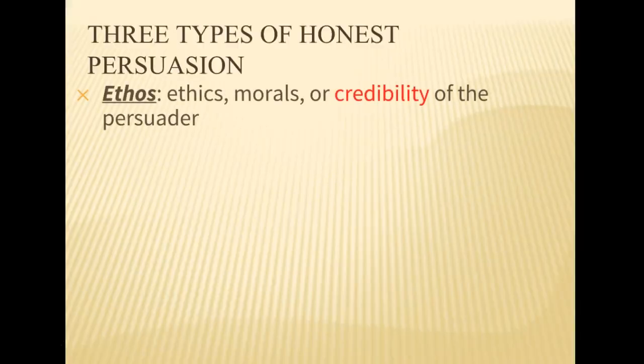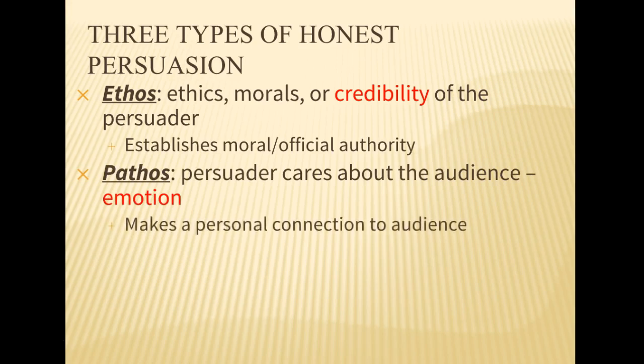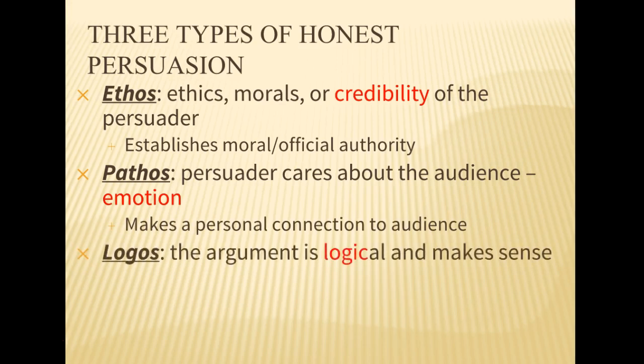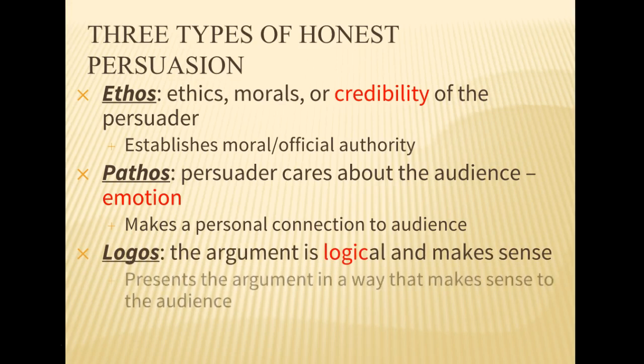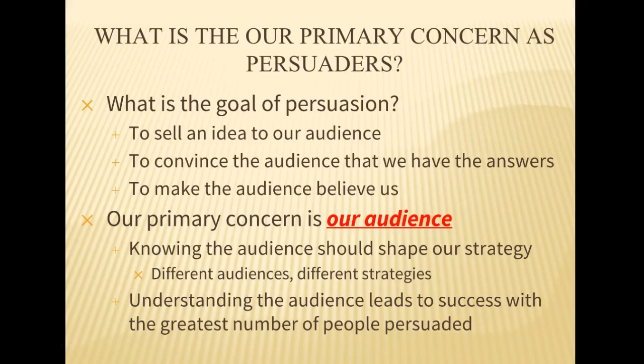We mentioned these in our previous week, the 3 types of honest persuasion: ethos, credibility. Remember that establishes our moral or official authority. Pathos shows that the writer, speaker, whomever, cares about the audience. And logos, the argument is logical and it makes sense. It presents the argument in a way that makes sense to the audience. So our primary concern as persuaders is always going to be our audience. Knowing the audience should shape our strategy. Different audiences require different strategies. If we understand the audience, that leads to success with the greatest number of people persuaded.